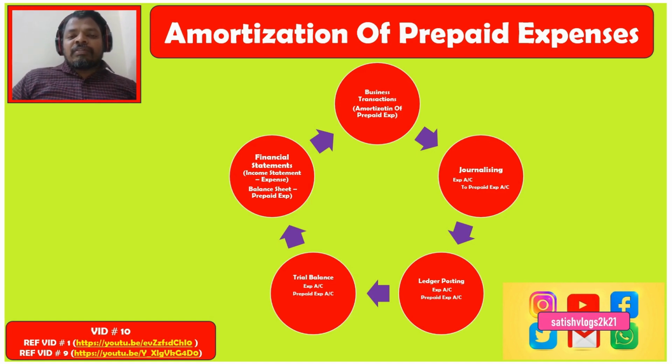I hope the viewers are able to understand how the amortization of prepaid expense needs to be done, what are the journal entries for amortization of prepaid expense, and how this needs to be reported in the financial statements, all these details.